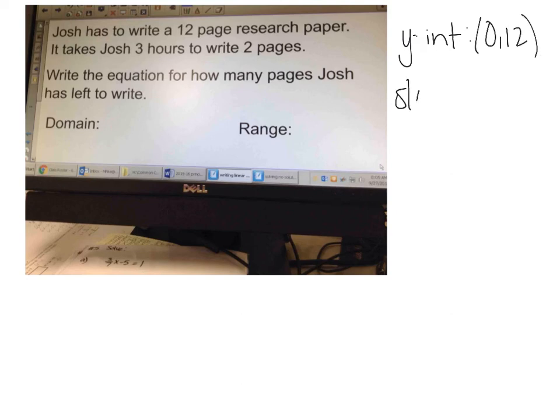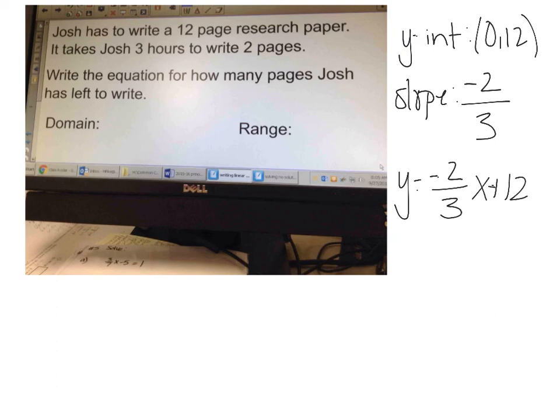And the slope is going to be decreasing because the number of pages Josh still has left to write decreases over time. Decreases by 2 pages per 3 hours. So our equation looks like this. The domain and range is going to have a starting and a stopping point because eventually Josh will be done writing this paper, which is good news for Josh. So your domain and range are going to have this format.